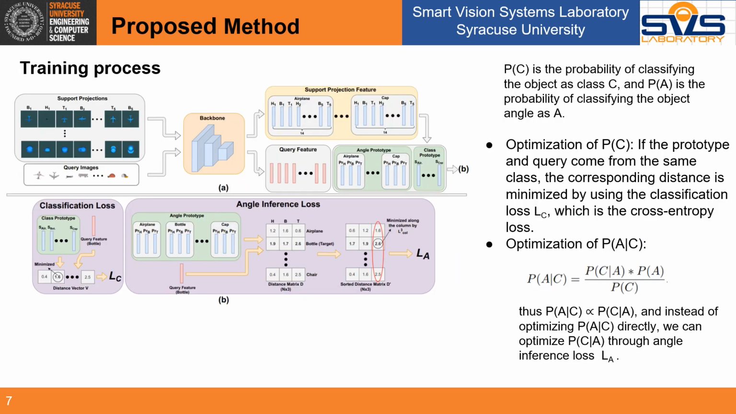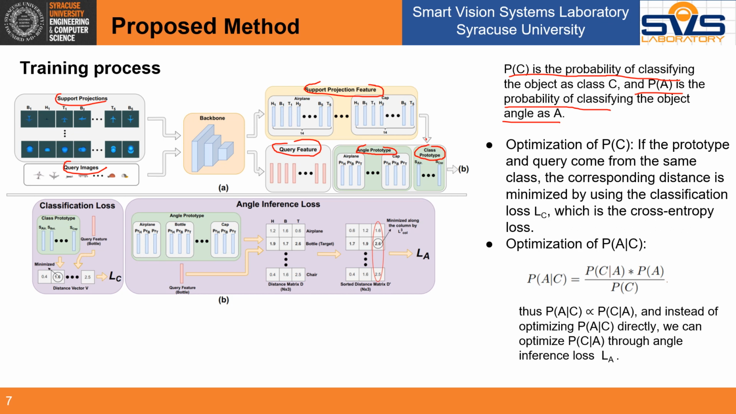Here, we show how we train our network. PC is the probability of classifying the object as class C, and PA is the probability of classifying the object angle as A. So let's start from the very beginning. We have the support projections and the query images. We feed them into the backbone, and we'll have the support projection features and the query features. And then we get the class prototype by averaging all the features belonging to the same class. And then we get the angle prototype by averaging features belonging to the same angle.